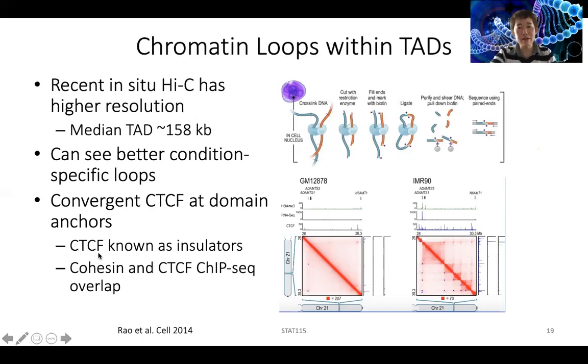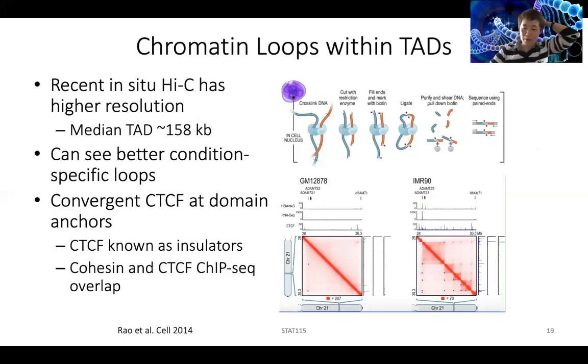So CTCF is reported to be an interaction insulator. So when you have a CTCF binding site and there is a gene on the left and an enhancer on the right, previously it's been reported that it can actually block this enhancer from regulating the gene. So it's being defined as a potential insulator. But also when people were doing more ChIP-seq, they found that cohesin is another protein complex. Cohesin binding sites and CTCF ChIP-seq binding sites have significant overlap in the genome. So they always co-occur in the genome.